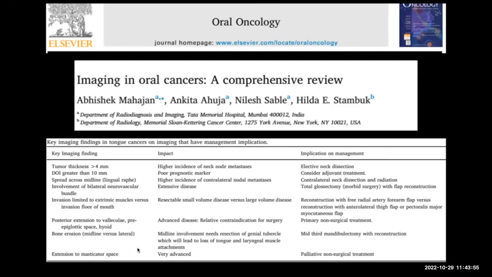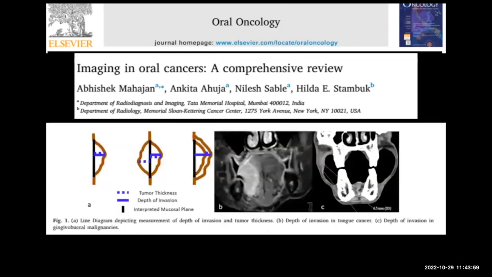An extension into the masticator space is again a palliative non-surgical candidate. So what is the concept of depth of invasion and how is it different from tumor thickness? Let's imagine 3 kinds of tumor. There's a tumor which is verrucous, not having any exophytic component. There's a tumor which is having an exophytic component, and this is an ulcerated endophytic tumor.